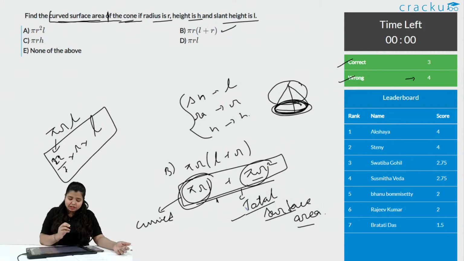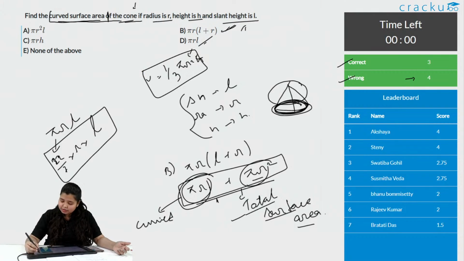This is that simple. Generally, while doing the questions of cone, we get confused with these two formulas. This is the curved surface, remember, and this is the total surface area. Even the volume, let us revise again, it is 1 by 3 pi r square h.